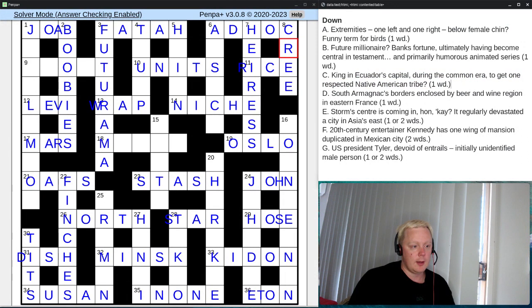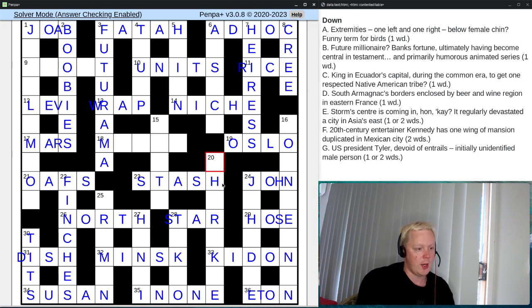Now, you might think, why do you need this part here? Why can't you just get Native American tribe? And that is because we need it for another parsing here. So CE is still going to be Common Era. Ecuador's capital is still going to be E. So we still need CEE.